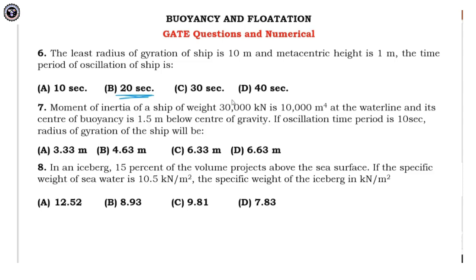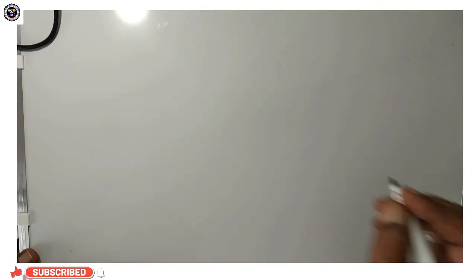The moment of inertia of a ship of weight 30,000 kilonewton is 10,000 meter to the power 4 at waterline. Its center of buoyancy is 15 meter below the center of gravity. If the oscillation time period is 10 seconds, what is the radius of gyration? In short, we have to find out the radius of gyration. So, as usual, we will go by the usual procedure.